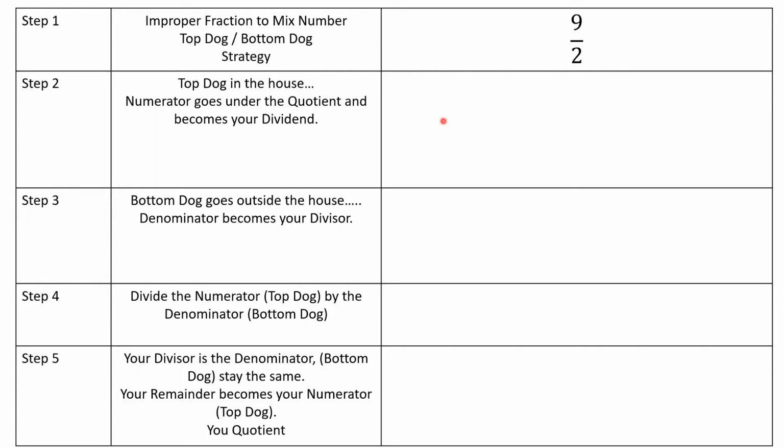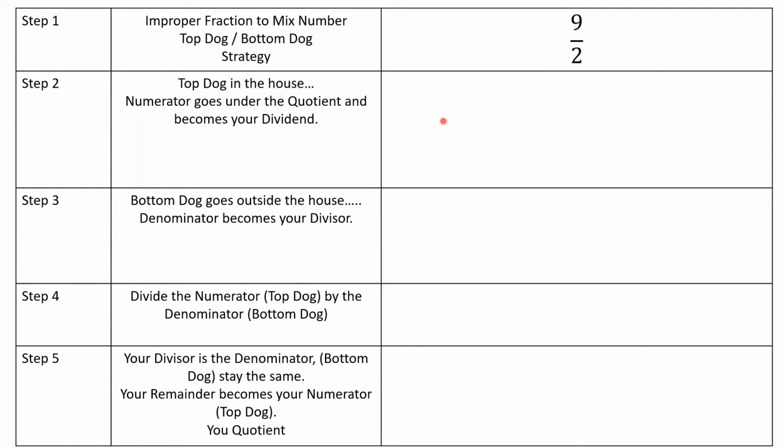Today we will be trying to figure out improper fractions to mixed numbers. Now we'll need this tool or this strategy in order to locate numbers on a number line. So today we'll be using the top dog, bottom dog strategy. Okay, now we have an improper fraction of 9/2.